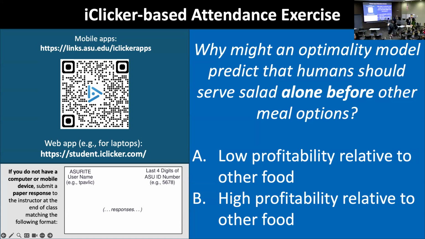Yeah, that's right. It's low profitability. So if you serve them at the same time as the other food, you just eat anything else. Yeah. Right. Yes.